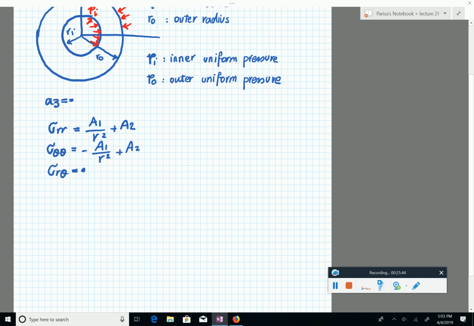Does it make sense for sigma r theta to be 0? Yes, right? If it is axisymmetric, which direction does it go? So it's 0. Now boundary conditions. This is something we have practiced a lot. So write the boundary conditions for this problem. You should be able to do that really fast.